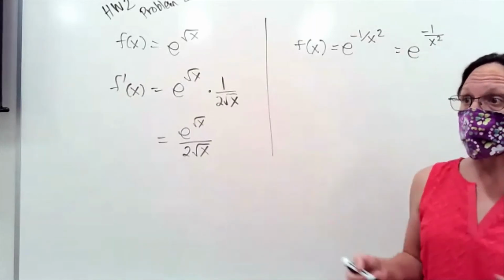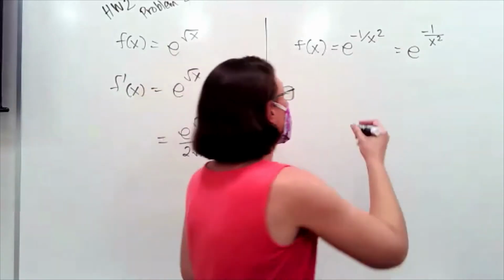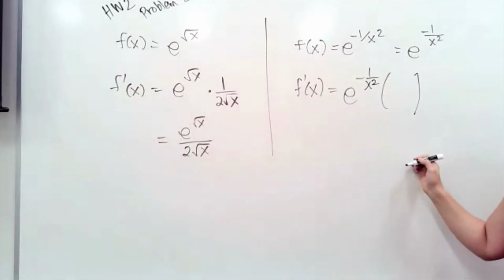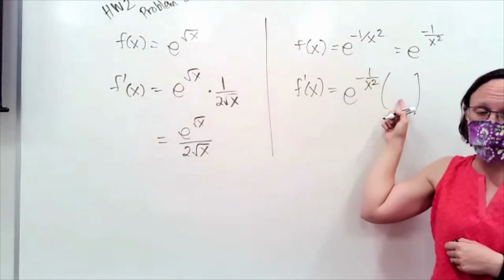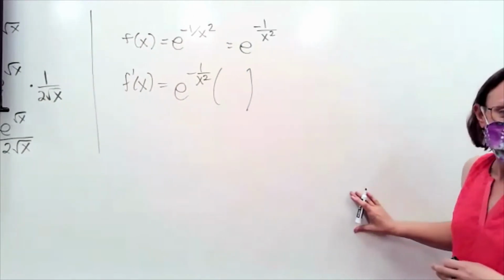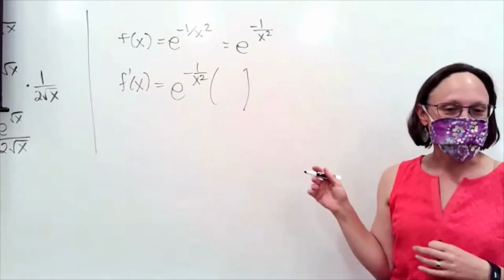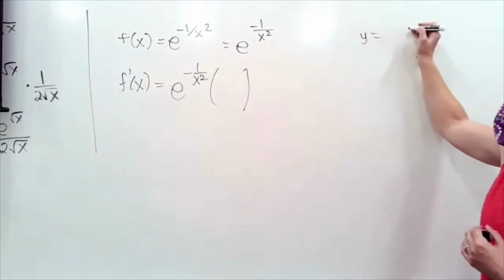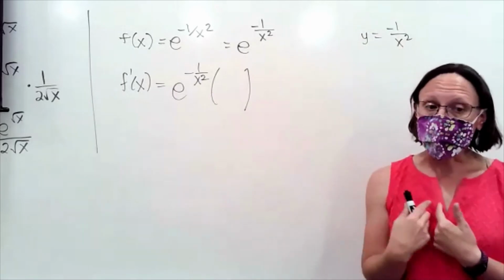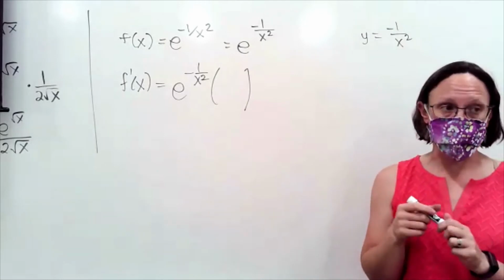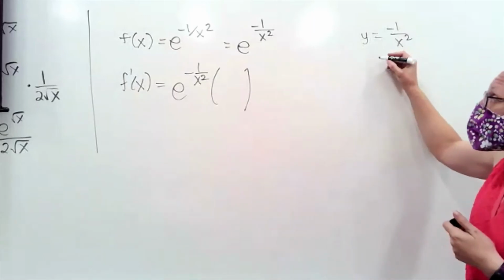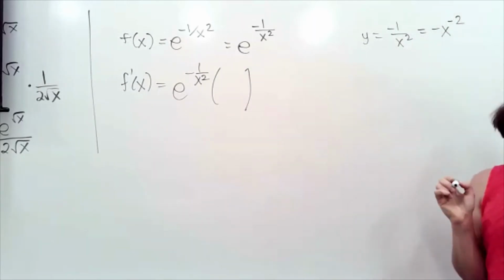So for starters, because it's e to the something, I know we're going to end up with e to the something. And then that chain rule part says I have to put the derivative of this in there. And kind of like I did on the last problem, what I'm going to do is come off to the side. If I just had negative 1 over x squared and had to take the derivative of that, as a 16A problem, I would rewrite that to say y equals negative x to the negative 2. Because if I can make it look like a number times x to a power, then that's usually our best option for taking a derivative.